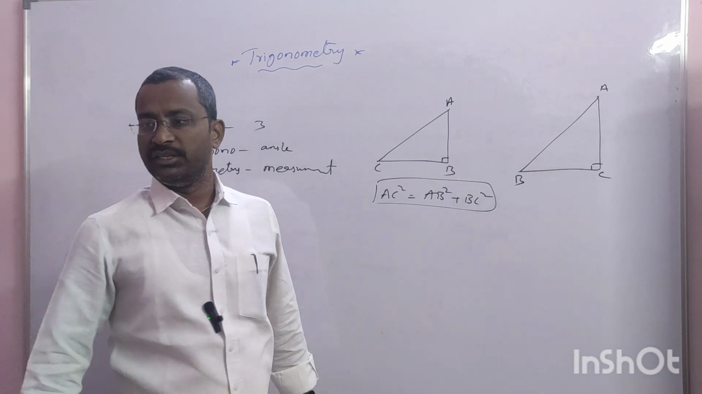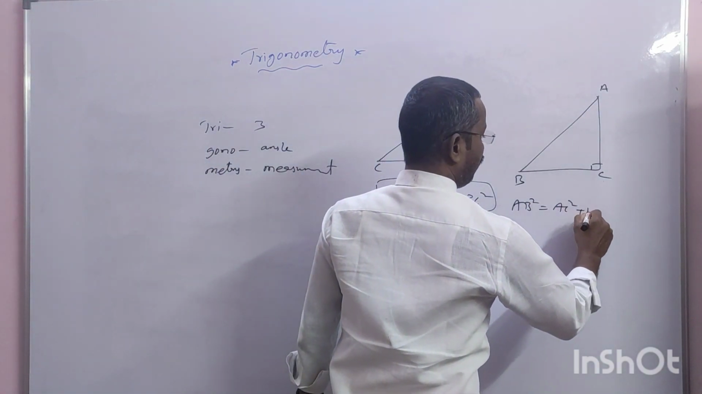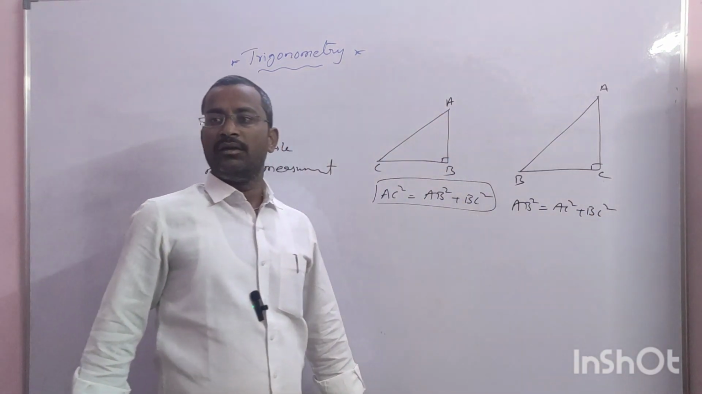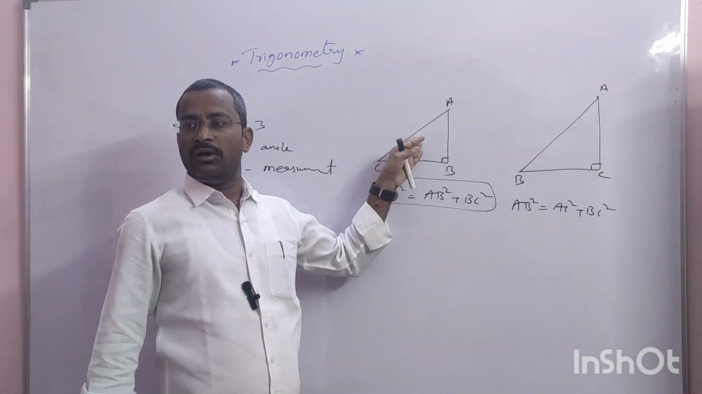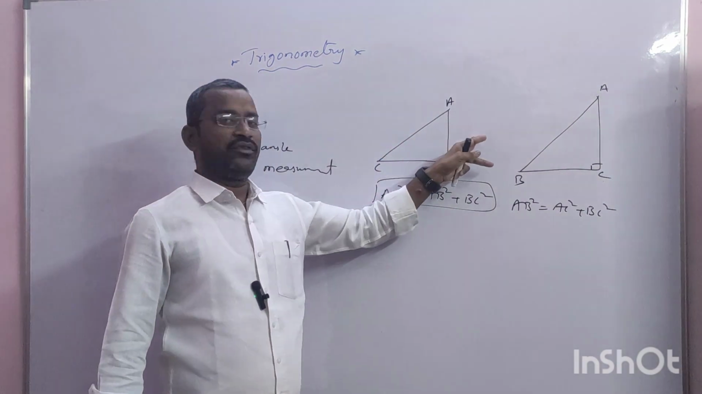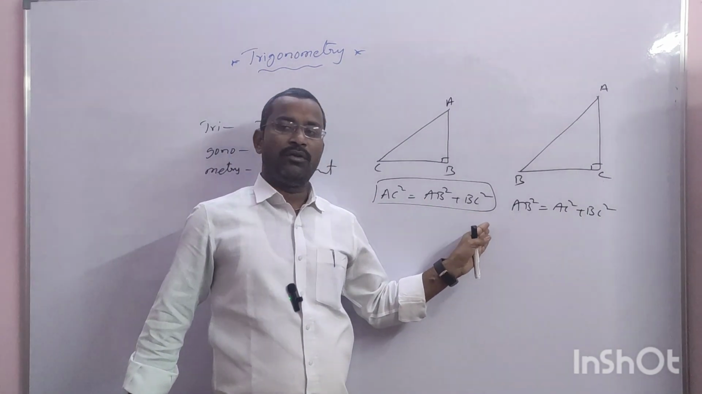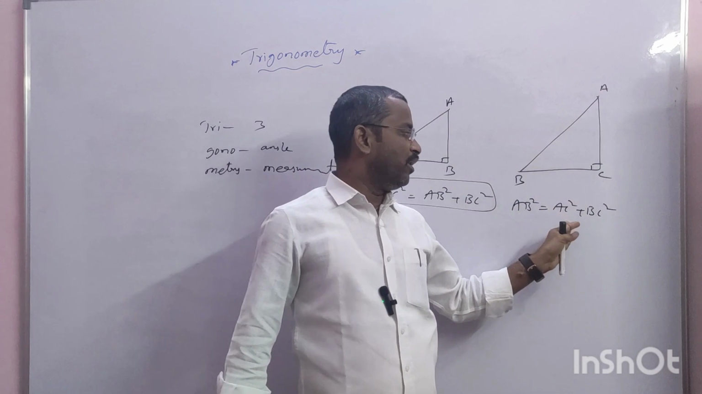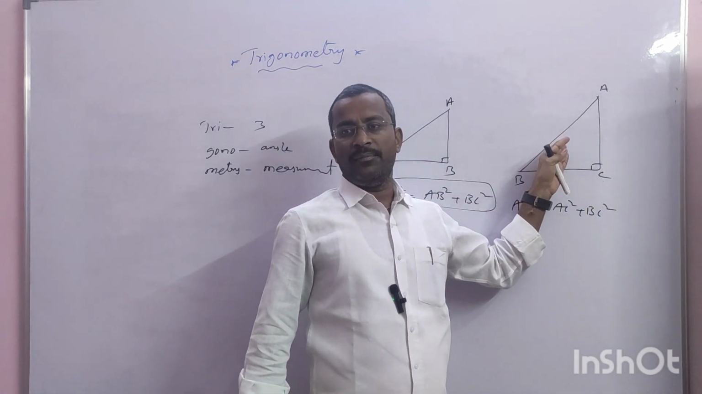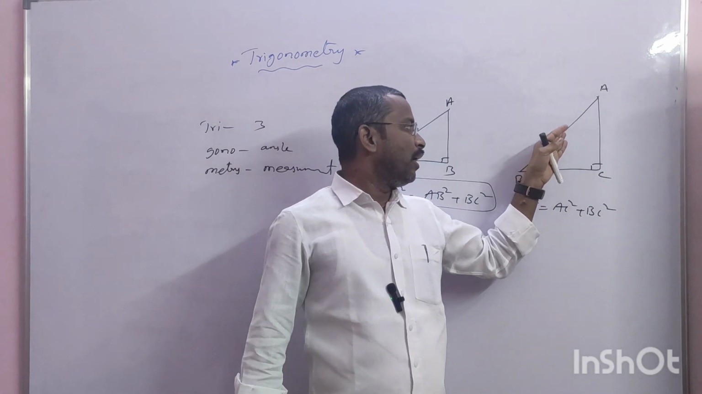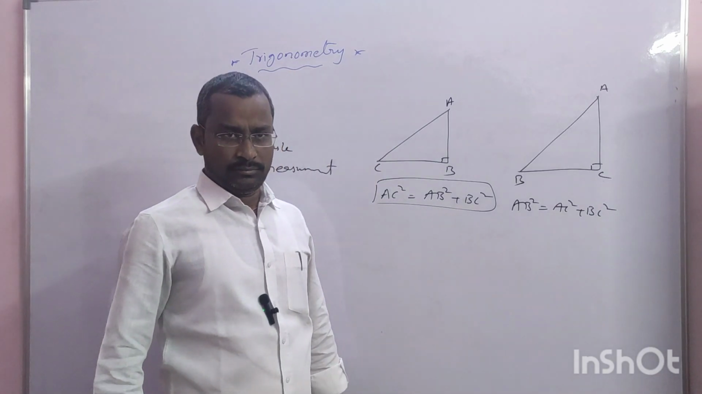Now the formula will change. How will the formula be? AB square is equal to AC square plus BC square. So you need to remember the methodology: hypotenuse square is equal to the sum of the squares of the other two sides. This is the method you should remember, not compulsorily AC square equals AB square plus BC square, or AB square equals AC square plus BC square. In a right angle triangle, according to the Pythagoras theorem, hypotenuse square is equal to the sum of the squares of the other two sides.